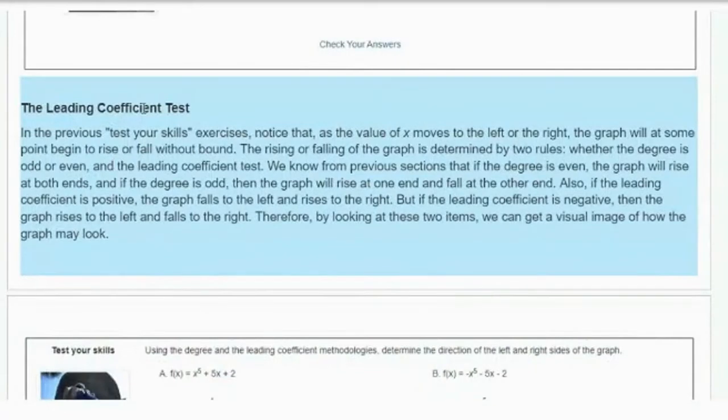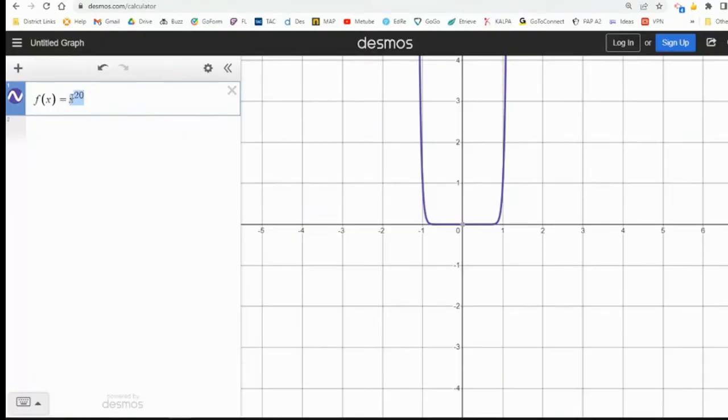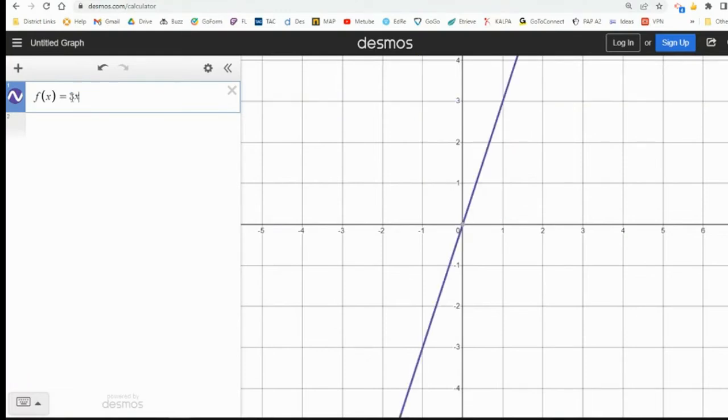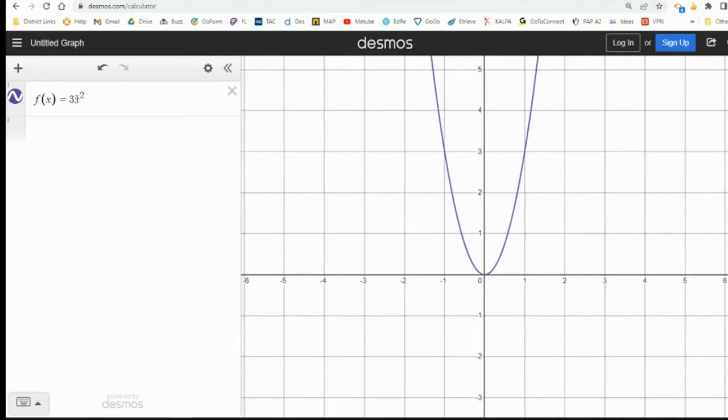Leading coefficient test. What is the first coefficient? Right? So we know with the leading coefficient, it's going to affect two things. If it's positive or negative, it affects which way the graph goes. If it's odd or even. So it tells us a lot because we talk a lot of times about the end behaviors. So let's go back to our graphs here. Let's go back to just a leading coefficient of 3x squared, right? So given that it's a positive number, we know it's going to go up.